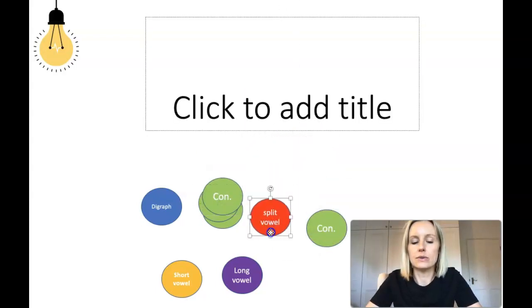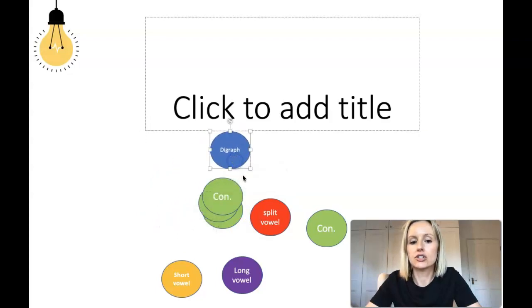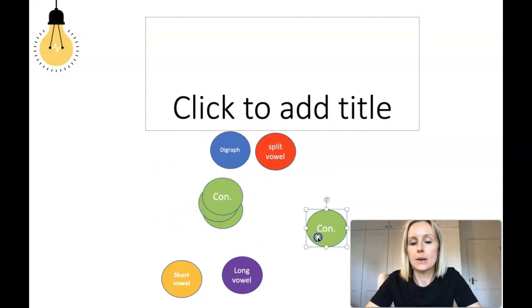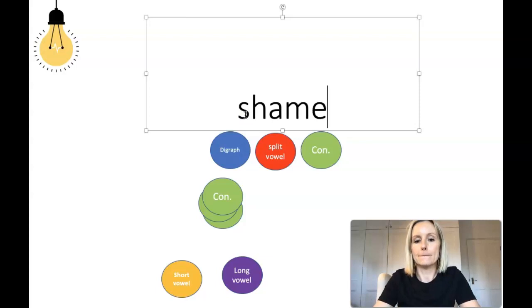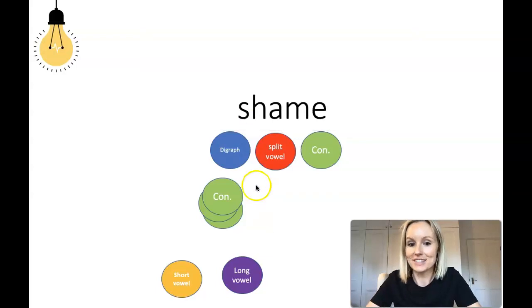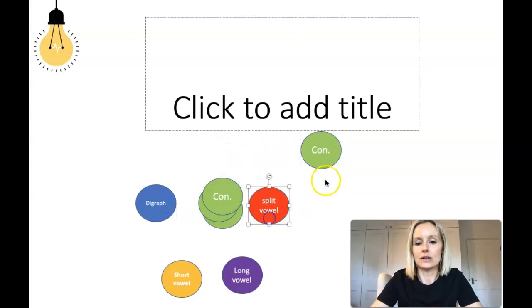Let's do shame. Ooh, now I know that sh sound is represented by two letters, so it's a digraph. Sh, a, m. All right, so let's have a go at writing it. Sh, a, m. Well done. That was a tricky one. Let's have a go at another one.